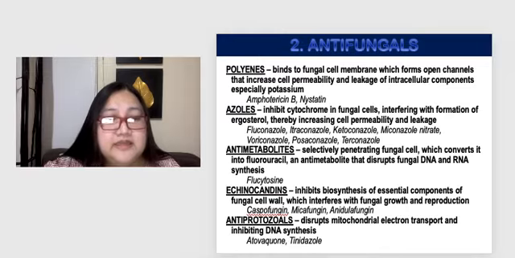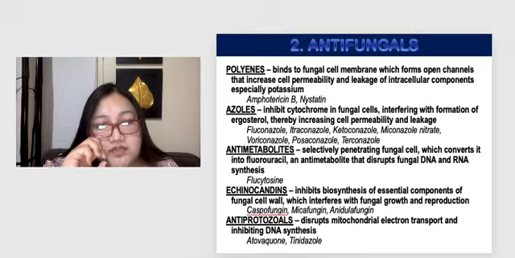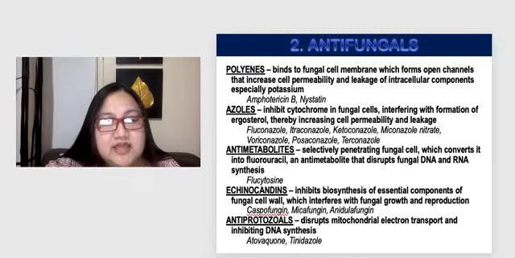Ang mga echinocandins, mostly IV drug. Hindi siya na-absorb ng GI tract. Nag-iisa lang dyan ang per orem. Yun yung micafungin. But the other two are IV drugs. And lastly are the antiprotozoals. They disrupt mitochondrial electron transport and they inhibit DNA synthesis. Antiprotozoals are all per orem. Pwede siya for mild to moderate pneumocystis carinii pneumonia.